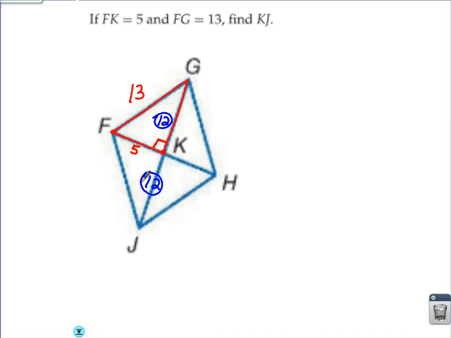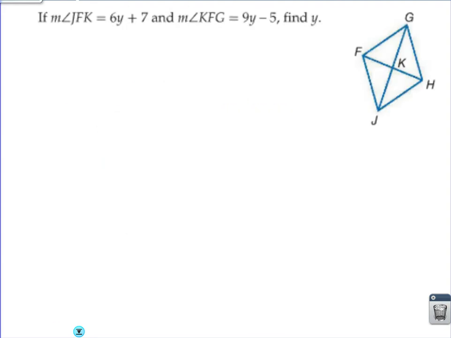Why do they bisect each other? Because it's a rhombus? More than that, because it's a parallelogram. The diagonals of a parallelogram bisect each other. So if that's 12, this is 12. If that's 5, this is 5. If that's 13, they're all 13. Why are they all 13? Because it's a rhombus. All the sides of a rhombus are the same.